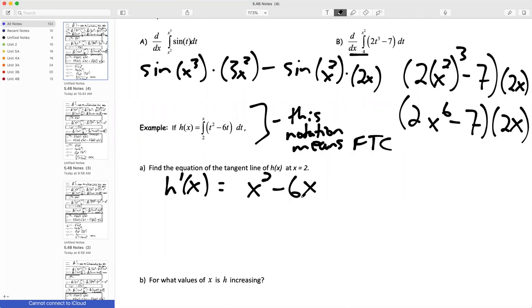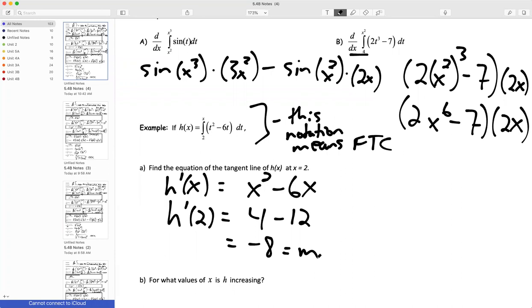Well, I want to evaluate, I need the slope at x equals 2. So I need h prime of 2. I plug it in, that gives me 4 minus 12. So I know that my slope at x equals 2 is negative 8.